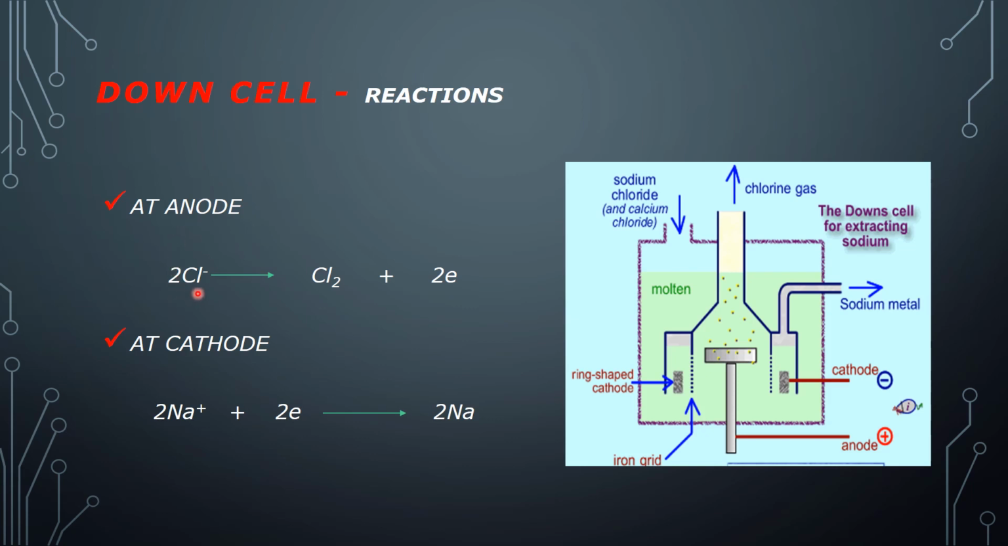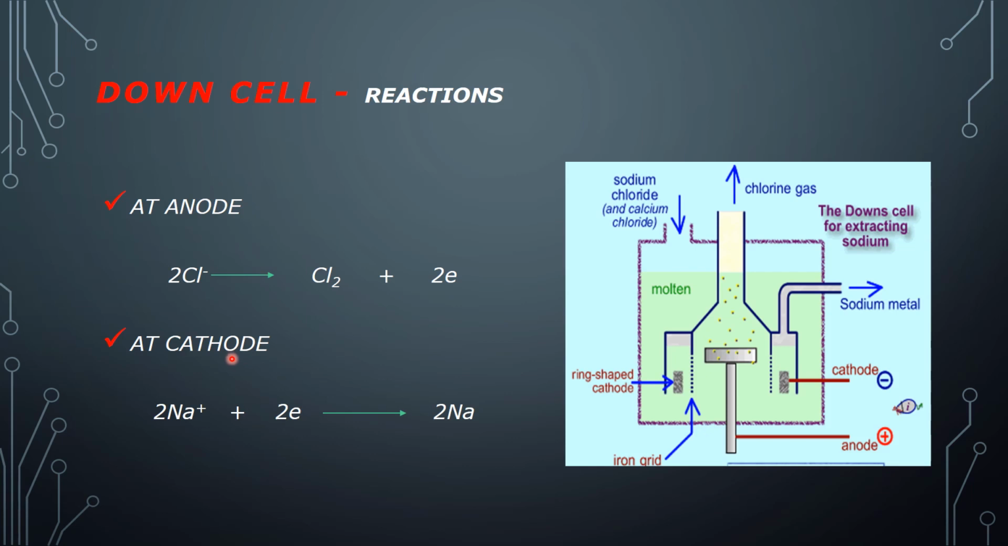Chloride ions, their negative charge indicates that chlorine has gained electrons. In order to become neutral, the chloride ion must lose electron and convert into chlorine gas. The formula for chlorine gas is Cl2. So we have taken two chloride ions which will lose two electrons and convert into chlorine gas.